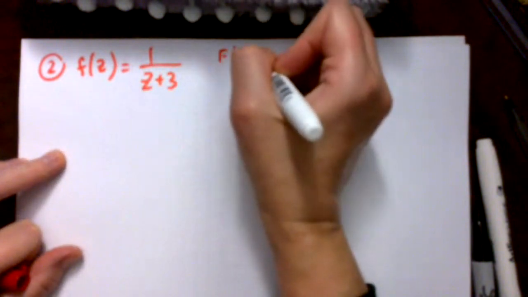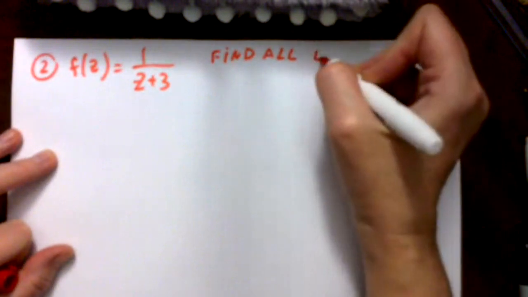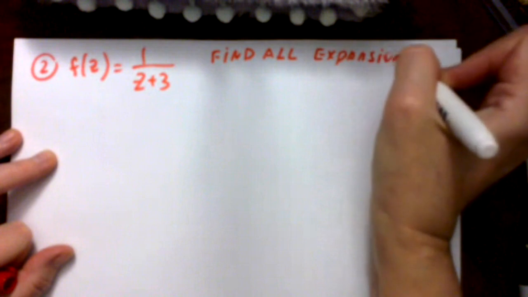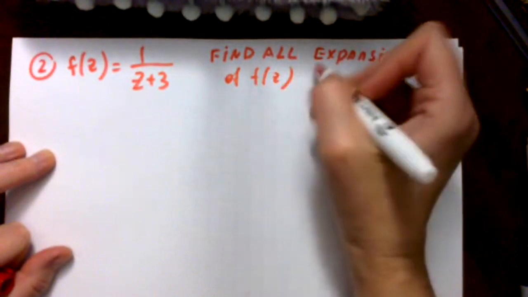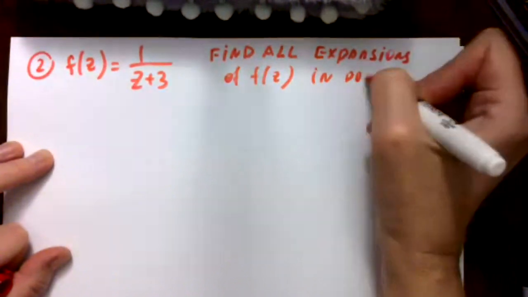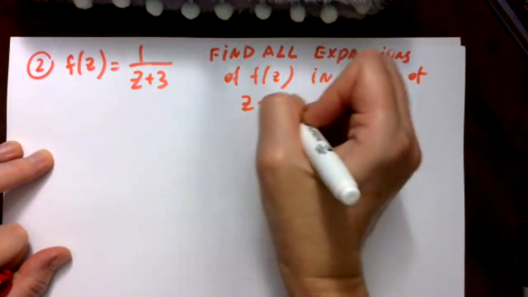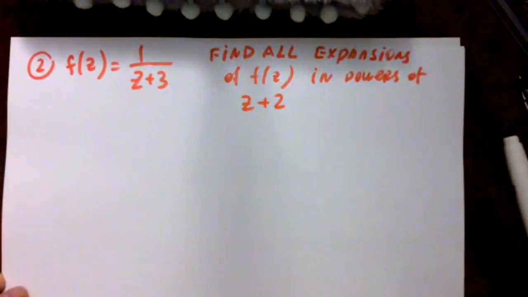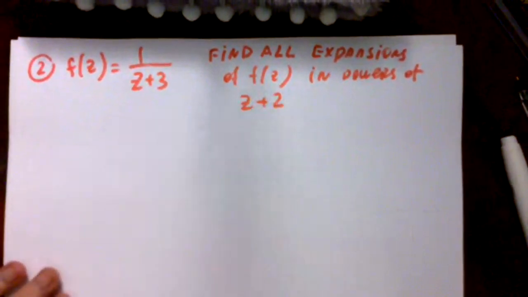And the assignment is almost the same. Again, they ask you to find all expansions, not one, but all expansions of this function f of z, but in powers of z plus 2. You can see the difference immediately. What is the approach to this task? What should you do with this z plus 2?